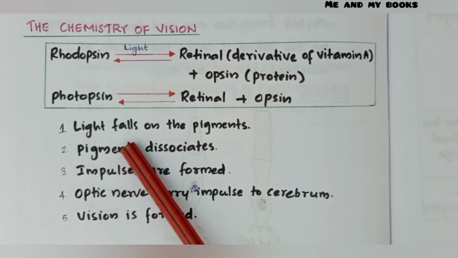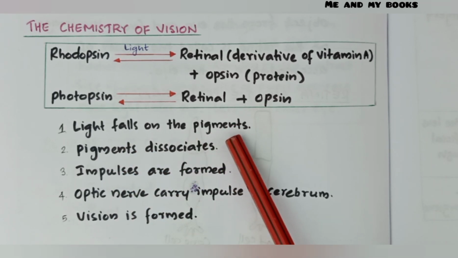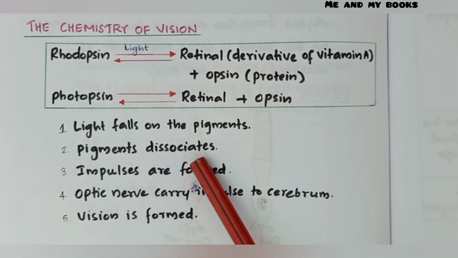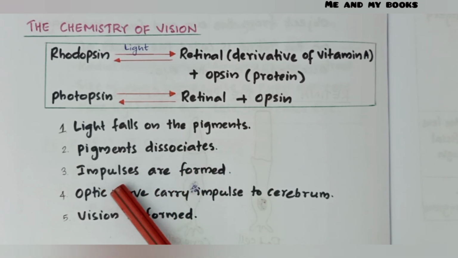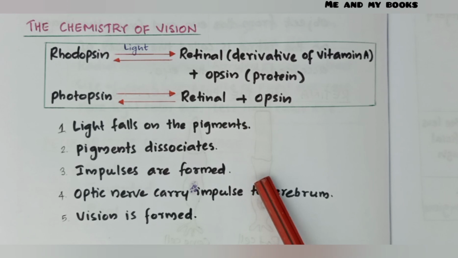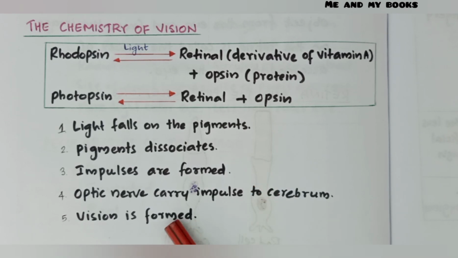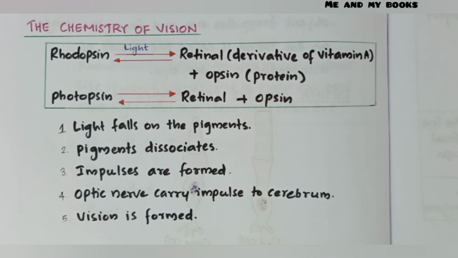So which are the steps? Light falls on the pigments and as a result these pigments dissociate. Impulses are formed. Optic nerve carries impulses to cerebrum. So vision is formed. This is how impulses are formed in retina.